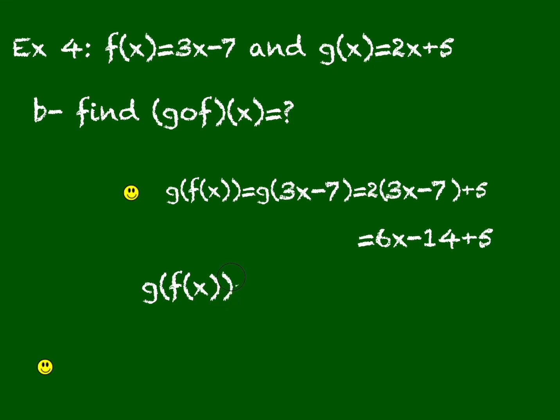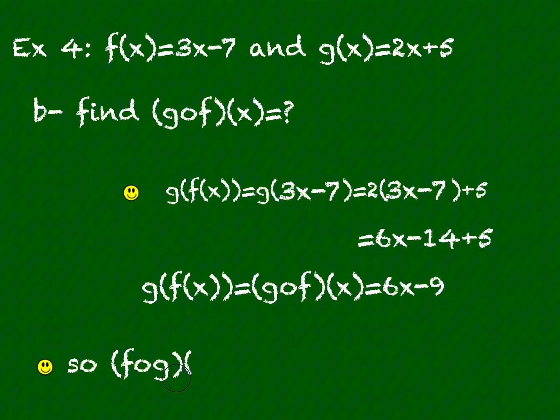The answer of part B is 6x minus 9, which is completely different from the answer of part A. It means order matters in composite function questions. This solution tells us composite function is not commutative.